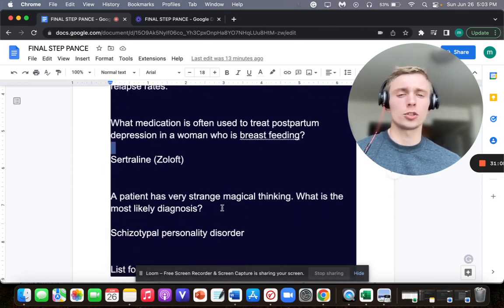So a patient has very strange, magical thinking. What is the most likely diagnosis? So magical is going to be schizotypal. So magical, schizotypal personality disorder. So that was, again, a cluster A personality disorder with the paranoid as well as the schizoid. So schizoid, schizotypal, and paranoid. And schizotypal is magical thinking.